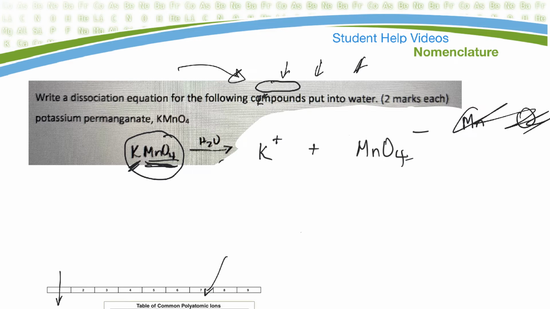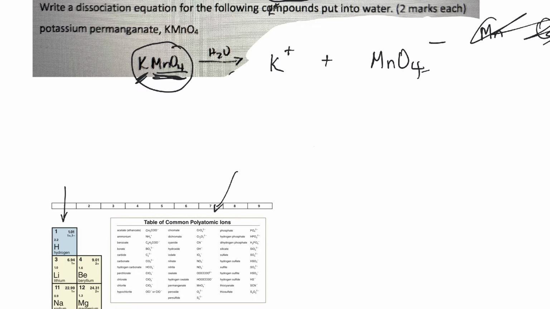And permanganate's down here somewhere. Where's permanganate? There it is right there. There's permanganate right there. So anything that's in this polyatomic ion, you would keep it together. So this would dissociate in water, and I would write aqueous there and aqueous there.